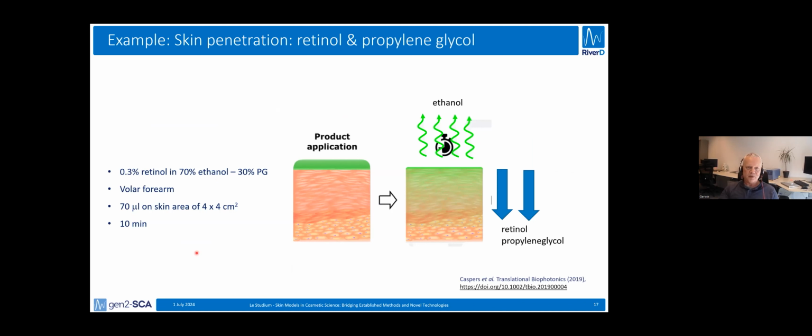So as an example of that, very simple example, we applied a mixture of 0.3% retinol, dissolved in 70% ethanol and 30% propylene glycol, to the forearm, and we let it sit for 10 minutes. The ethanol, because it was not occluded, evaporates, and the retinol and the propylene glycol penetrate into the skin.